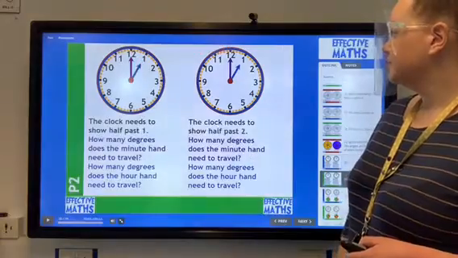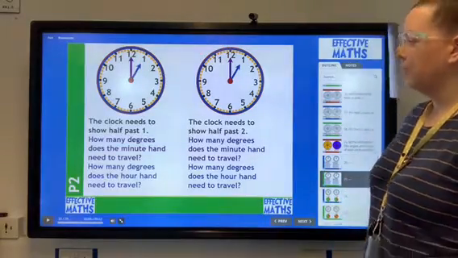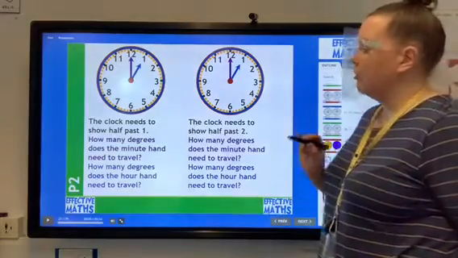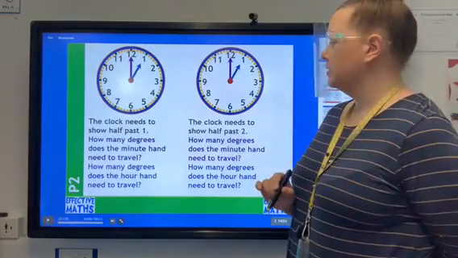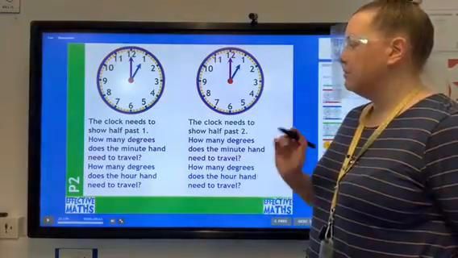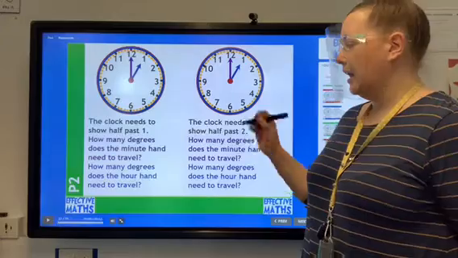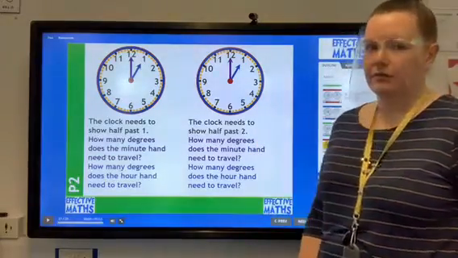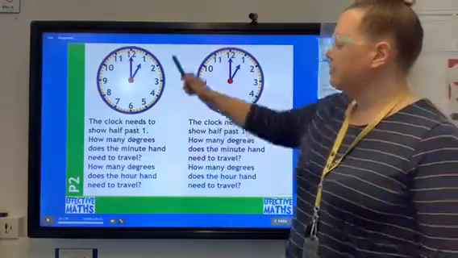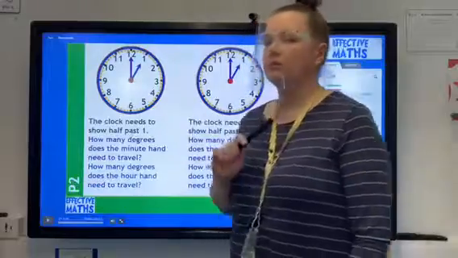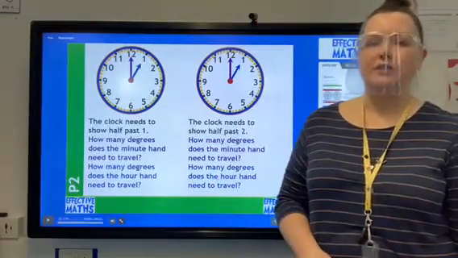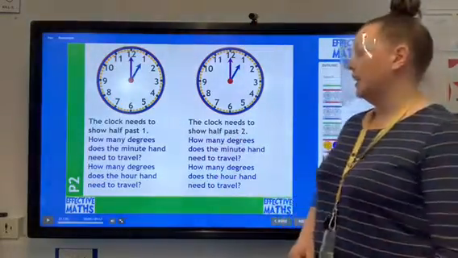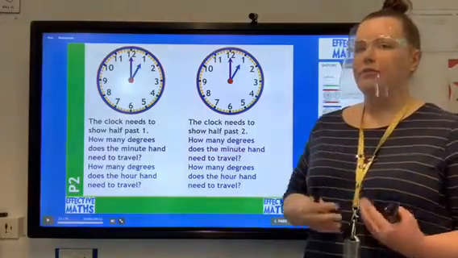Okay? So let's have a look at this one. The clock needs to show 1:30. How many degrees does the minute hand need to travel? And how many degrees does the hour hand need to travel? So, is the minute hand going to go the whole way around the clock? No. How far around the clock is it going to go? Halfway. It's going to go halfway. So what is half of 360?